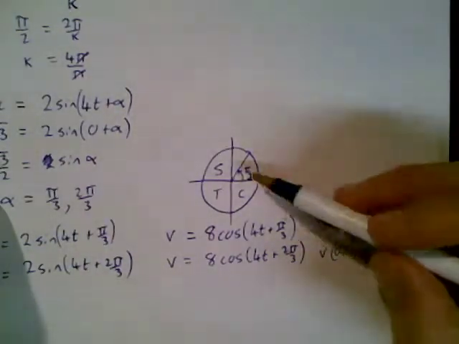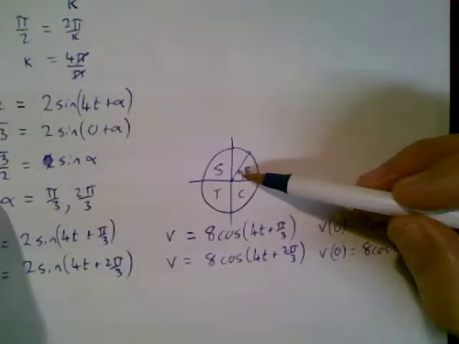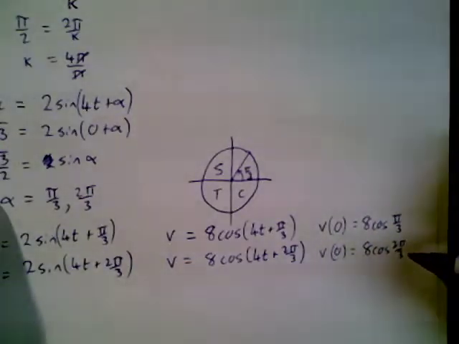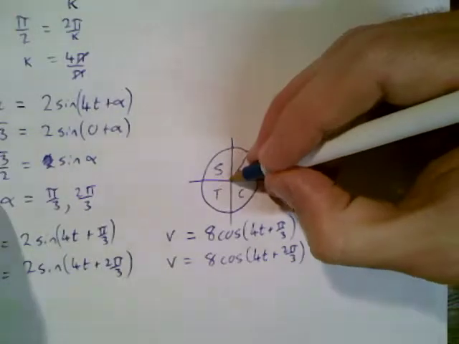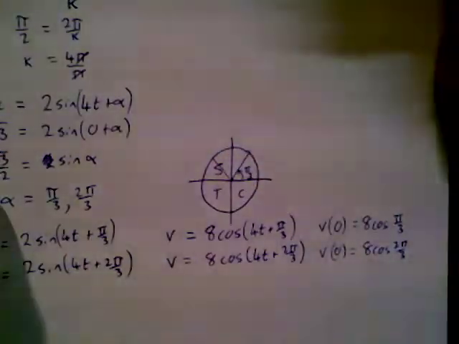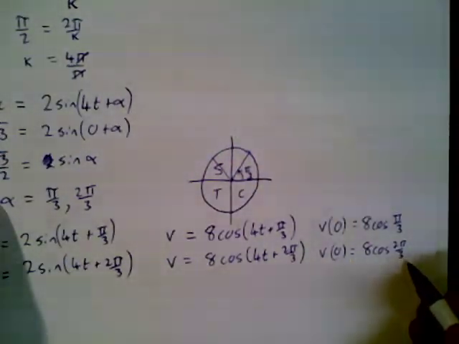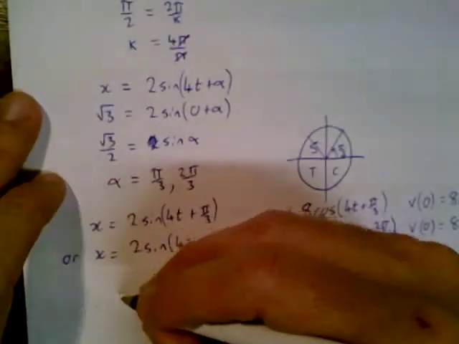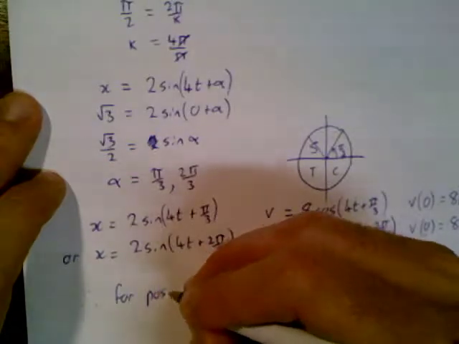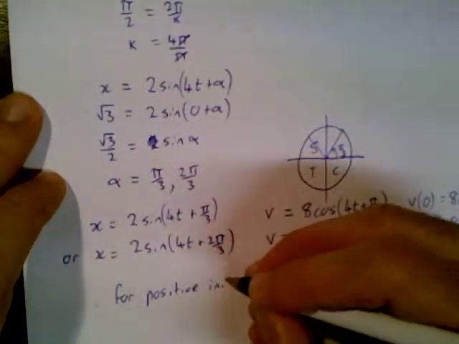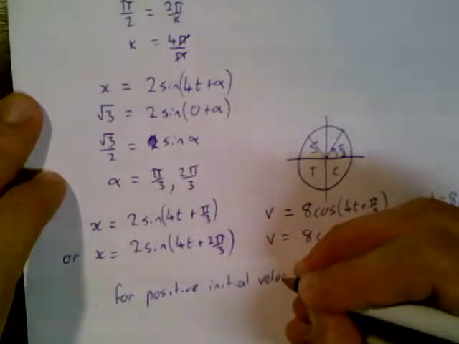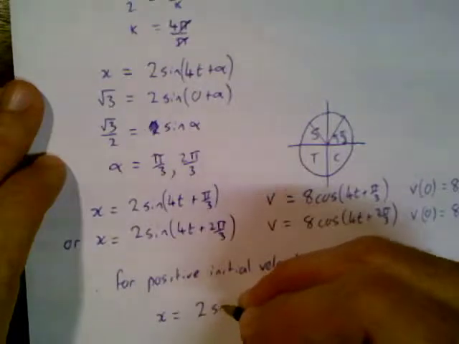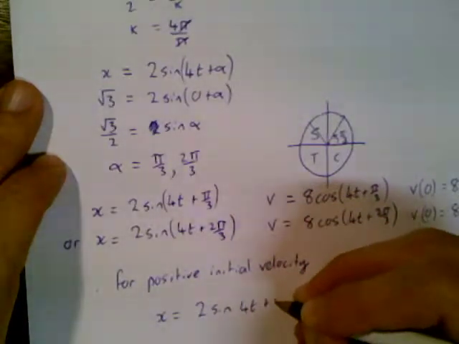Now, cos pi on 3, going back to our unit circle here, would give a positive result. So this is a positive velocity, whereas the second equation generates an initial velocity with 2 pi on 3 in this quadrant here, and in this quadrant cos is negative, so this will actually give a negative velocity. So therefore, the equation that we're after, for positive initial velocity, will be x is equal to 2 sine 4t plus pi on 3.